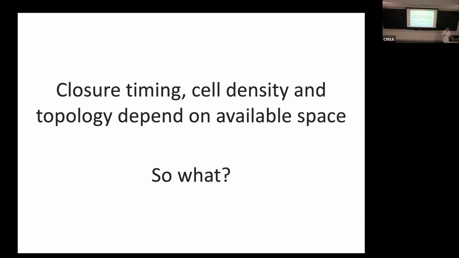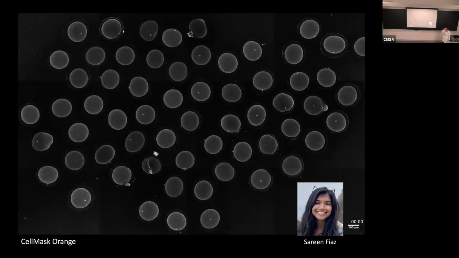Okay, we found that closure timing, cell density, and topology depend on the space that is available to the embryos, right? Who cares, right? You compress something, it's going to do something. But the interesting aspect of this is that normally in development, in nature, the space that is available to the cells is set by the size of the fertilization envelope, by the diameter of the fertilization envelope.